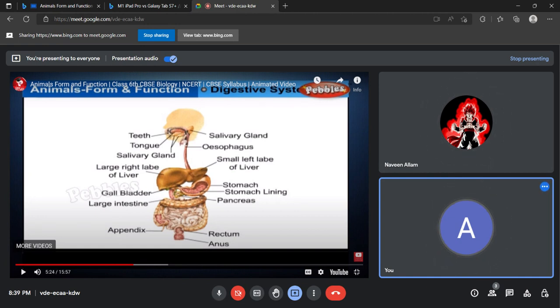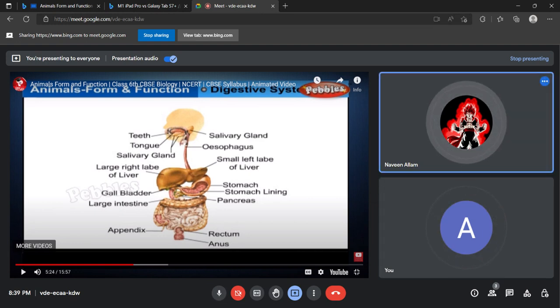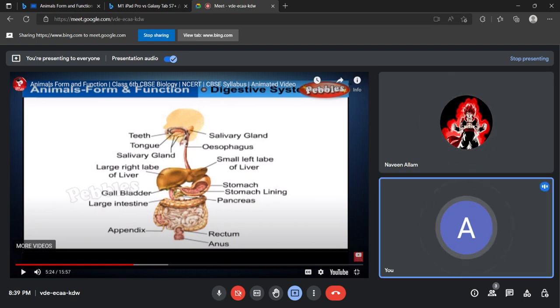So it starts to digest in the mouth itself. That is why we are asked to eat our food slowly. We have to completely chew our food, so that it will help to digest the carbohydrate that is present in the food. That is why we have to chew our food very slowly and properly. This salivary gland helps to partially digest the carbohydrate present in the food.